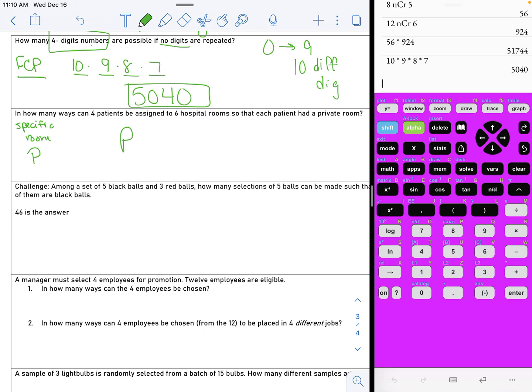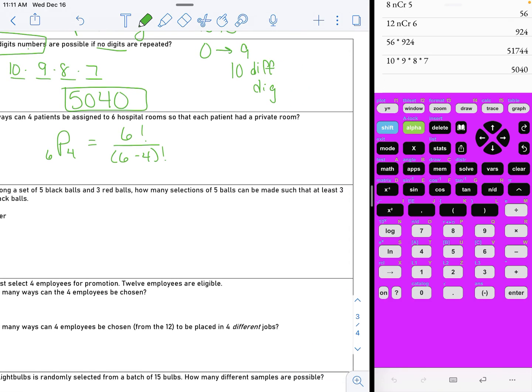Let's see. I have 6 rooms and I'm going to be using 4 of them. So permutation does 6 factorial over 6 minus 4 factorial. What I do is think to myself, if you rearrange it, like if person 1 switched rooms, would that make a difference? Yes, it would. So that means it would be permutation. That's really just 6 factorial over 2 factorial.